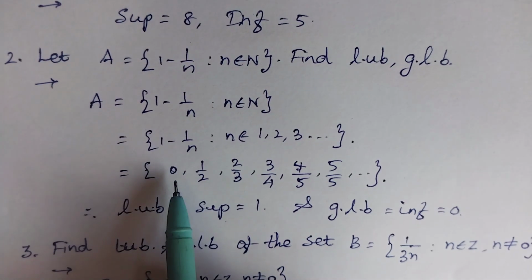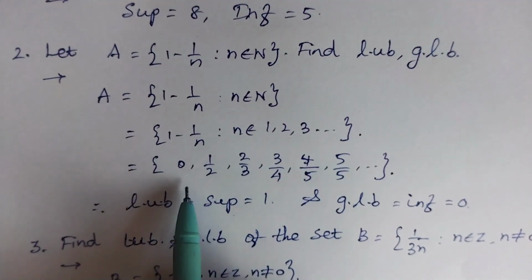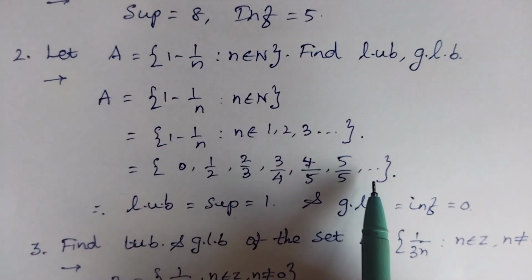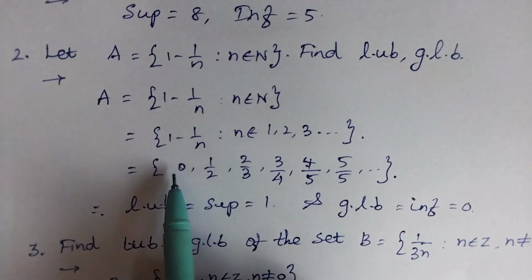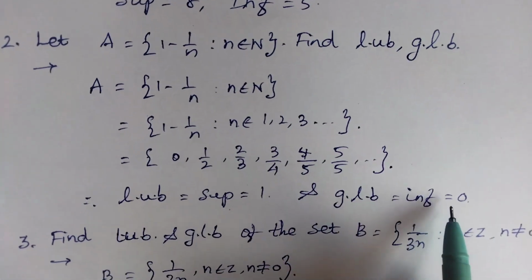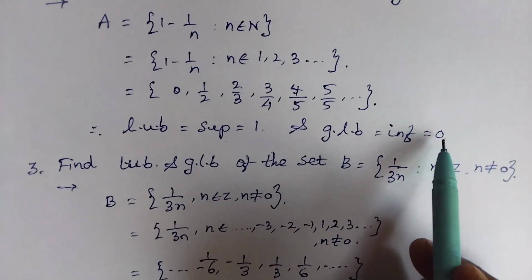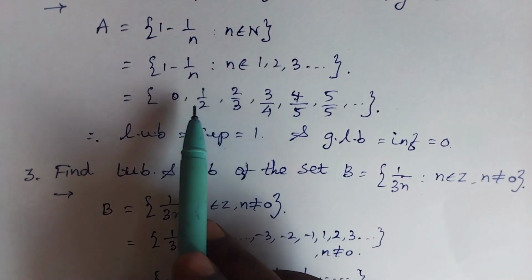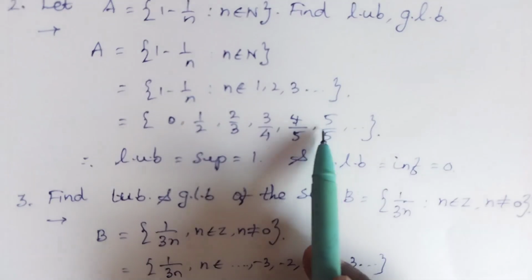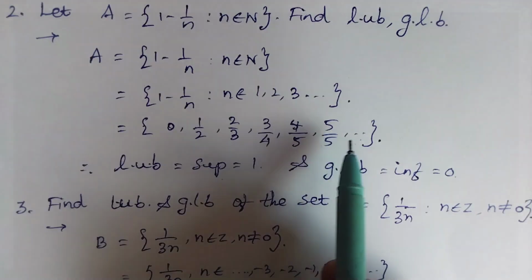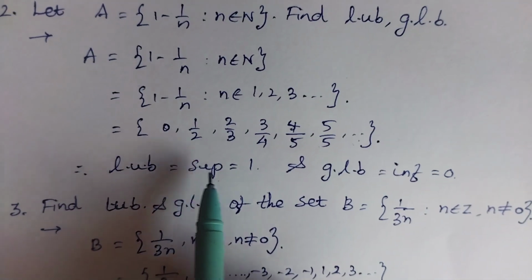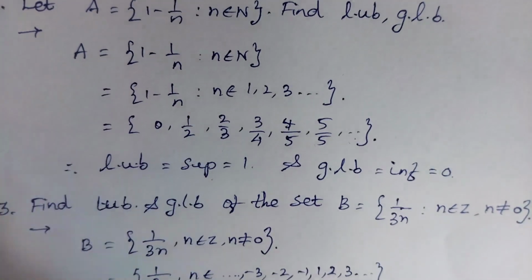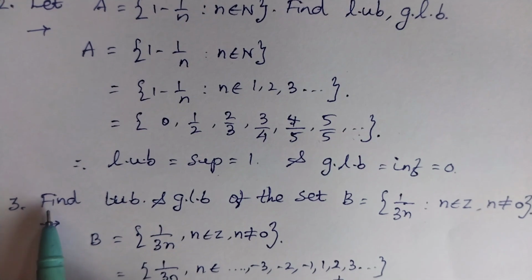If we find the lower bound, it is 0. So the greatest lower bound, the infimum, is 0. The least upper bound is 1, since the values approach 1. So the least upper bound, the supremum, is 1. Next, we go to the next question.